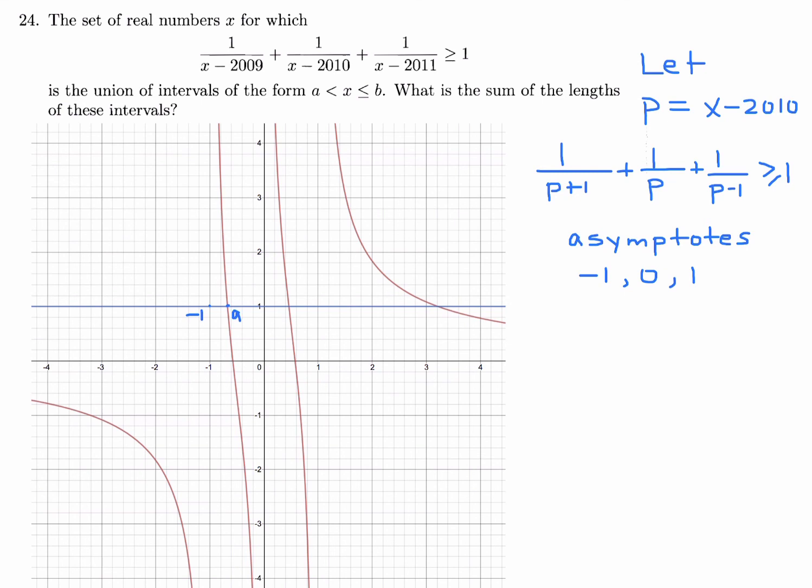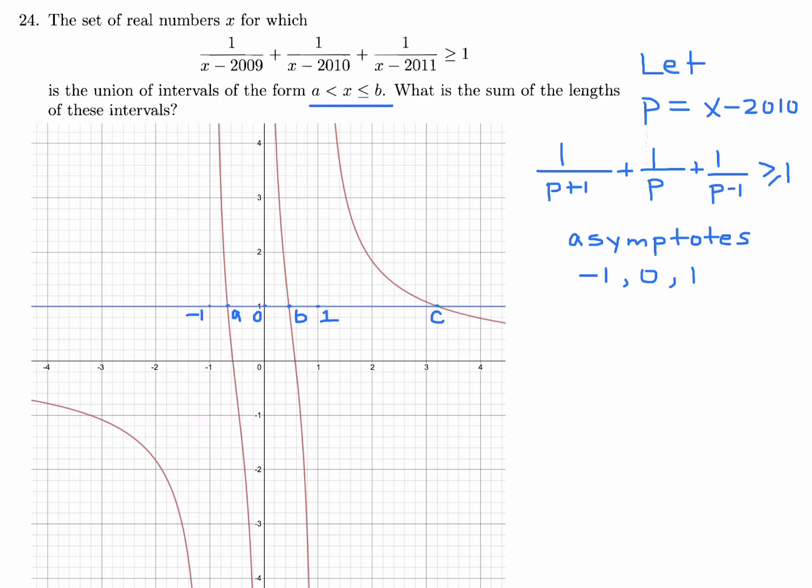so I'm going to just call it A. Then it's from 0 right here, so I'll just call that 0, to this point. I don't know that point, I'll call it B. And then it's from 1, so I'll just call that 1, to this point, which I don't know, so I'll call it C. In those intervals that are all of this form, this graph is above 1, and 1 is represented by that horizontal line.